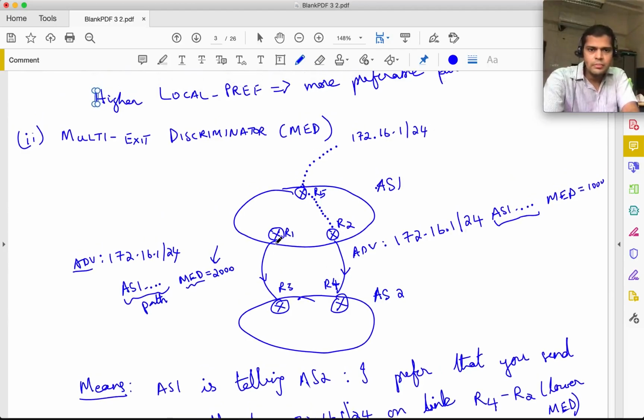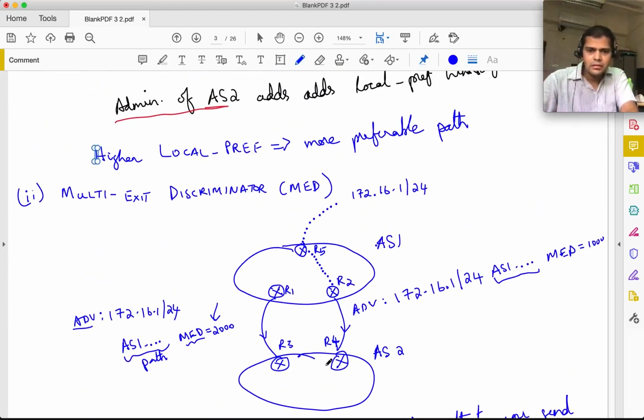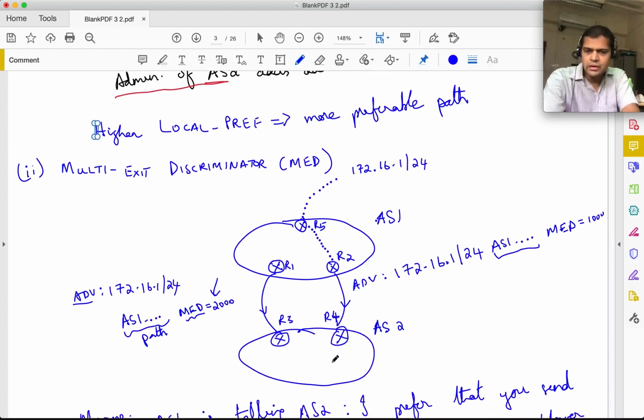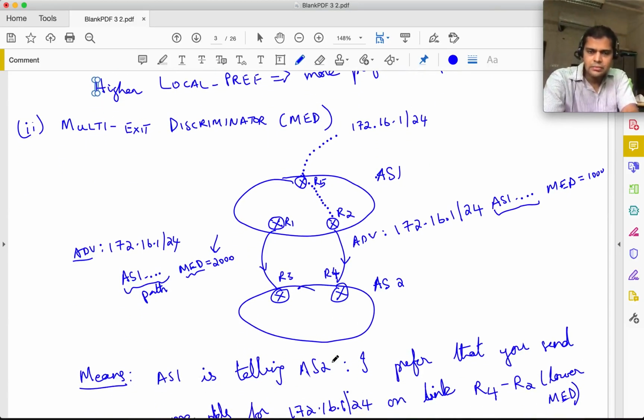So local preference is set by the autonomous system which is receiving. After receiving the advertisement, it adds the local value depending on its preference, or it need not add a local preference if it doesn't care. But MED is suggested by the person who is sending the route, the autonomous system sending the route to the neighbor.